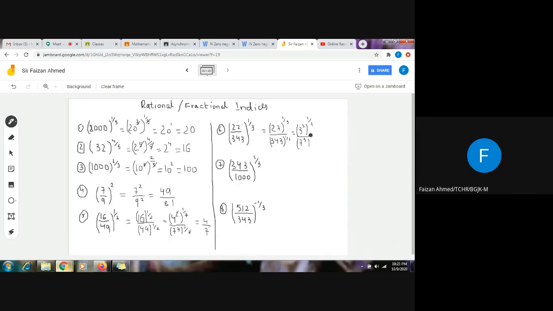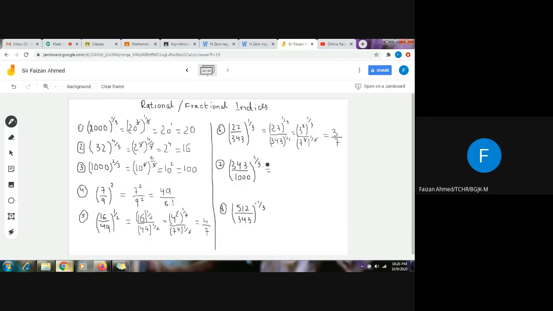So I will write it like this, and you guys know what will happen in the next step. This 3 and this 3 get cancelled, and my final answer will be 3 upon 7. So these are very similar questions, and if you can practice them very well, this topic will not give you any tough time. This is a very simple topic. You just have to focus on the basic steps, follow all the calculations.